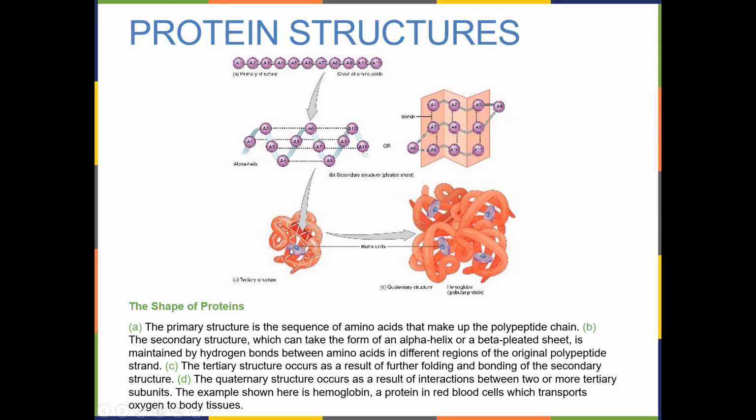The tertiary structure is a combination of alpha helix and pleated sheet. And then here we see a quaternary structure, often described as having multiple tertiaries assembled. The classic example of a quaternary structure is hemoglobin, the respiratory pigment that our bodies use to carry oxygen.